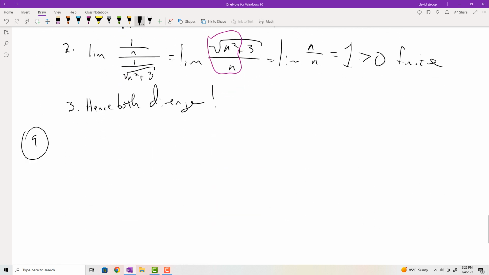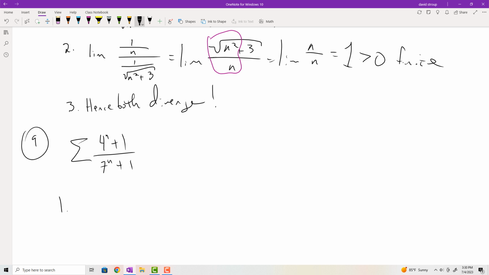All right. So number 9. Let's take a look at it. The series of 4 to the n plus 1 all over 7 to the n plus 1. Okay, so first off, I want to compare it to, I think, this. I'm just going to chop off those parts. And I have 4 to the n over 7 to the n. What the heck is that?